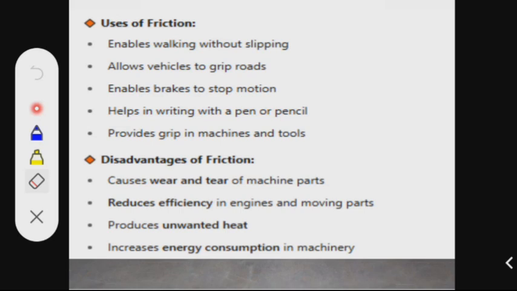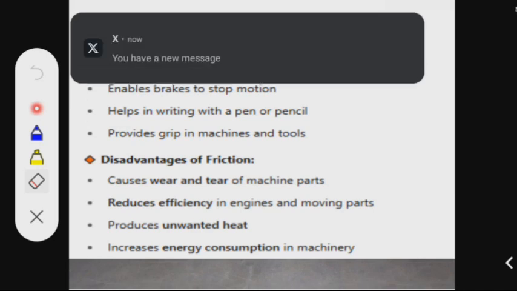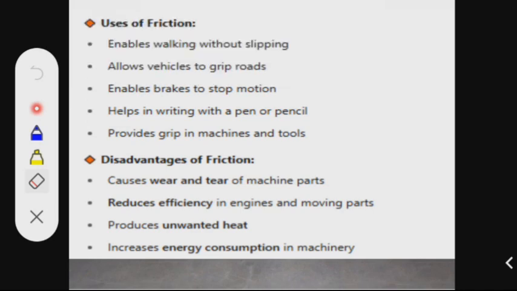So then the fourth disadvantage is that it increases the energy consumption in machinery. This is related to the second law. It's similar to the second law. It reduces the efficiency and also ends up increasing the energy consumption of machines.